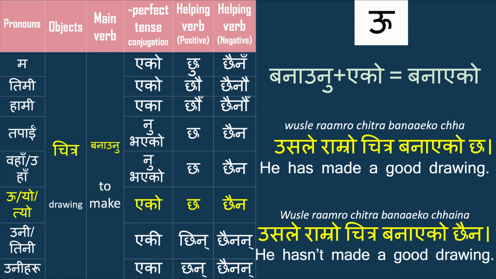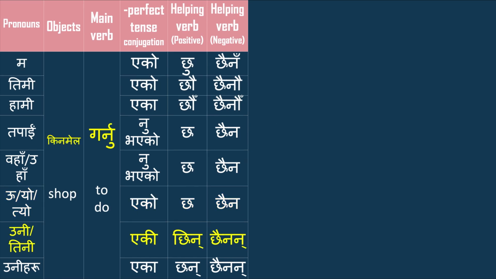Now let's see the example for uni tini. Here uni tini is used for feminine. So for feminine, the perfect tense conjugation is eki. Even though the subject is singular, it's a feminine singular subject, so we are adding eki here.